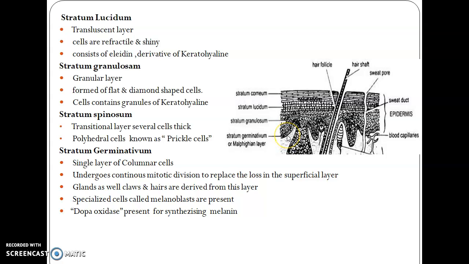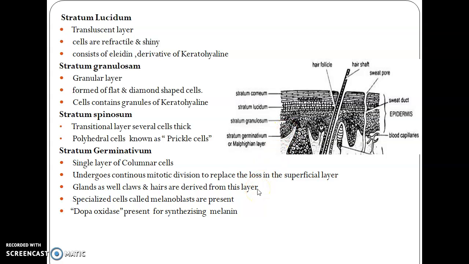Then this is followed by the stratum germinativum. This is a Malpighi layer, and it generally consists of only a single layer of columnar cells. This particular layer undergoes repeated mitotic division for replacing the loss in the superficial layer. So if there occurs any kind of injury, these layers may be damaged. Whenever the layer is damaged, the damage is repaired by new cells which are mitotically divided from this stratum germinativum, or Malpighi layer.